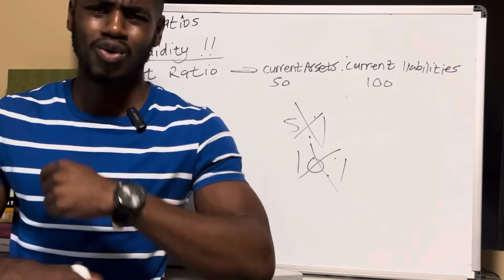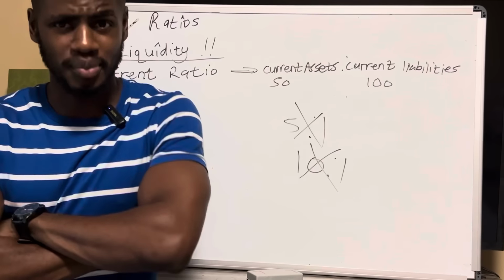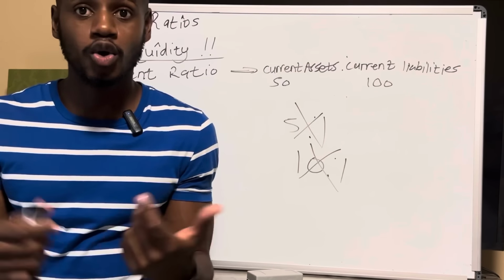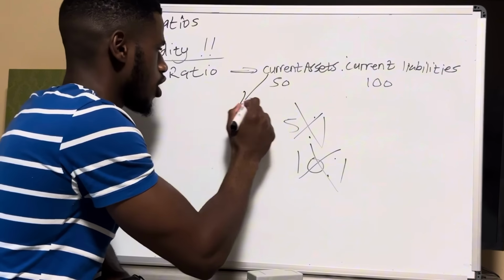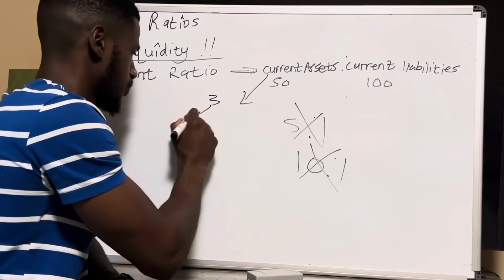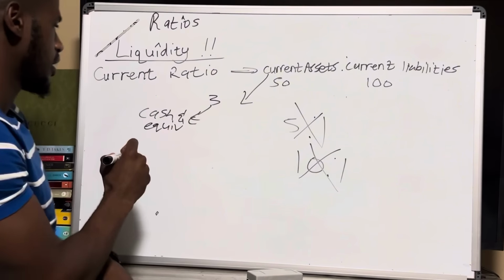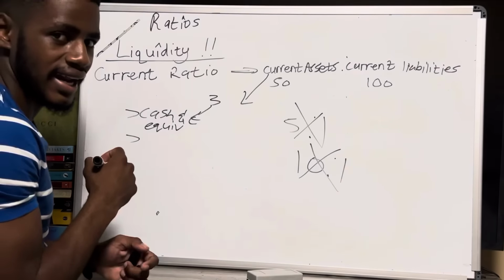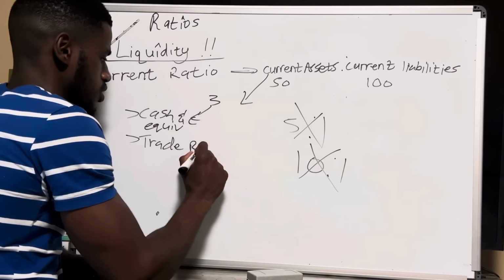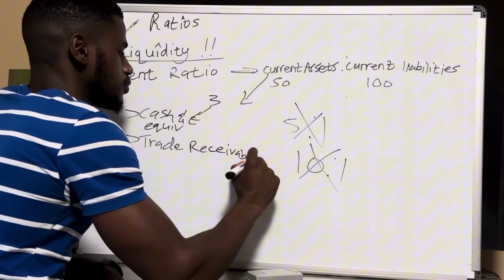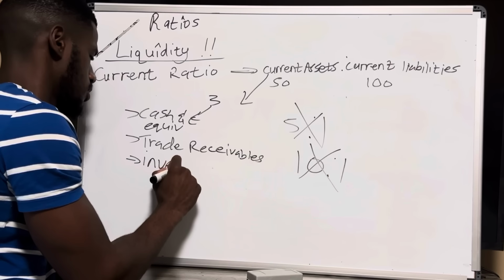Now you're going to be like, why are we saying we do not want our current assets to be too big? Because our current assets are good if they are big. Now remember, our current assets consist of three things. Number one, we have cash and cash equivalents. Number two, under current assets, we have trade receivables, people that owe us money. Then we have, what do we have? Inventory, which is our stock.